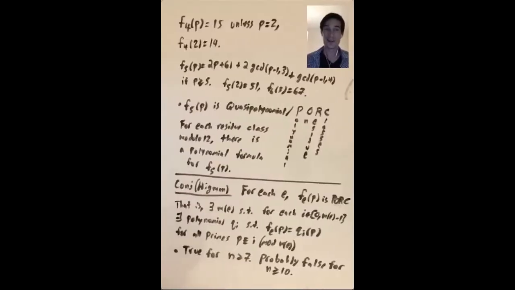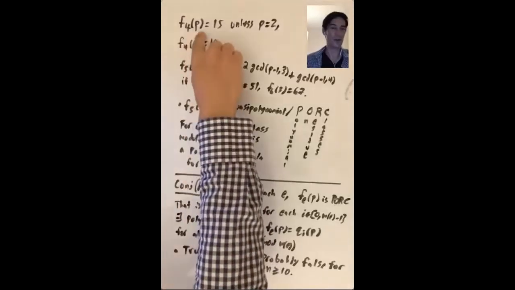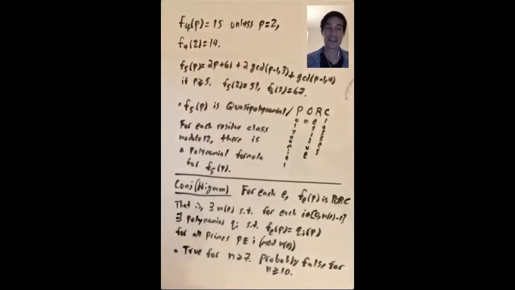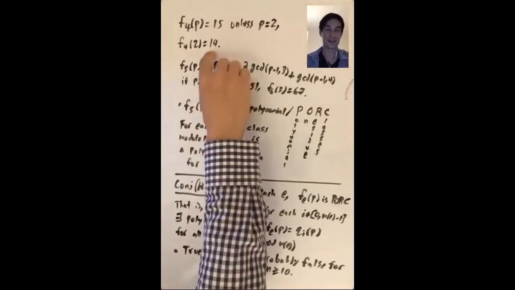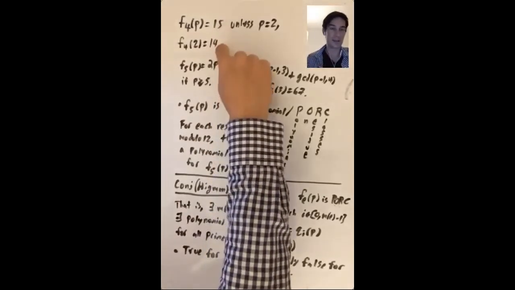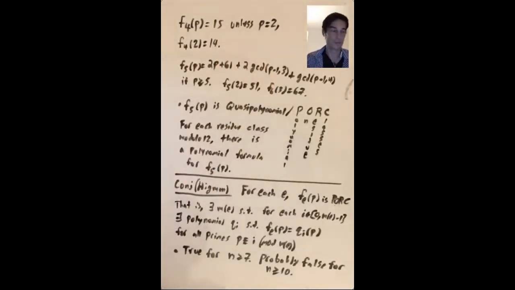So what else is known about this function? f4 of p is equal to 15. There are 15 isomorphism classes of groups of order p to the 4th, except when p is 2. The number of isomorphism classes of groups of order 16 is only 14. Somehow, 16 is too small to be capturing that 15th different thing that can happen. So there is a formula that is a number, except there's one special case at p equals 2.